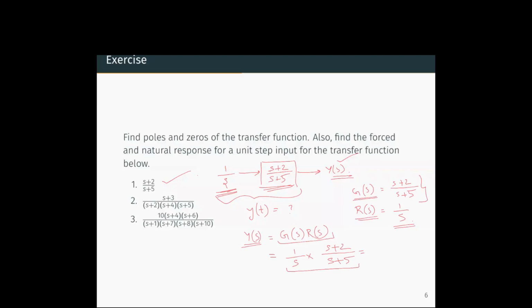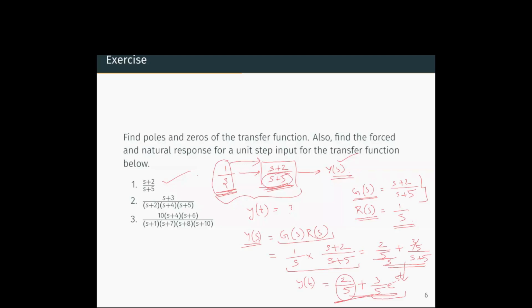By partial fraction expansion, we will get 2 by 5 s plus 3 by 5 into s plus 5. By taking the inverse Laplace transform, we will get y of t equal to 2 by 5 plus 3 by 5 e raised to minus 5t. So this 2 by 5 is due to the input applied on the system. This is the forced response of the system. And this is the natural response of the system. This is due to the poles of the system.